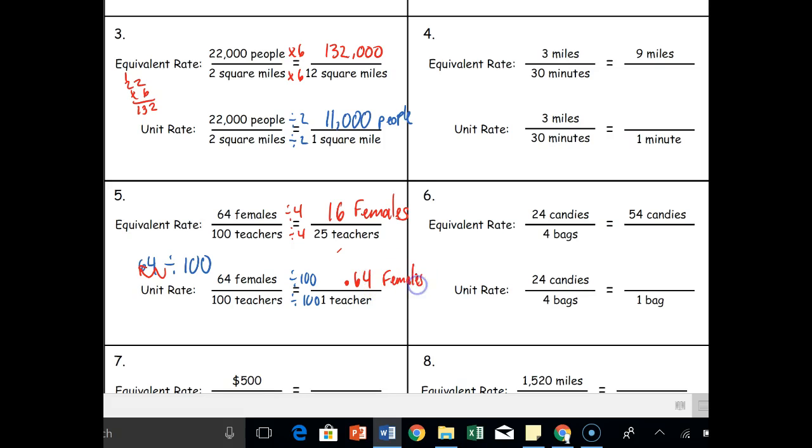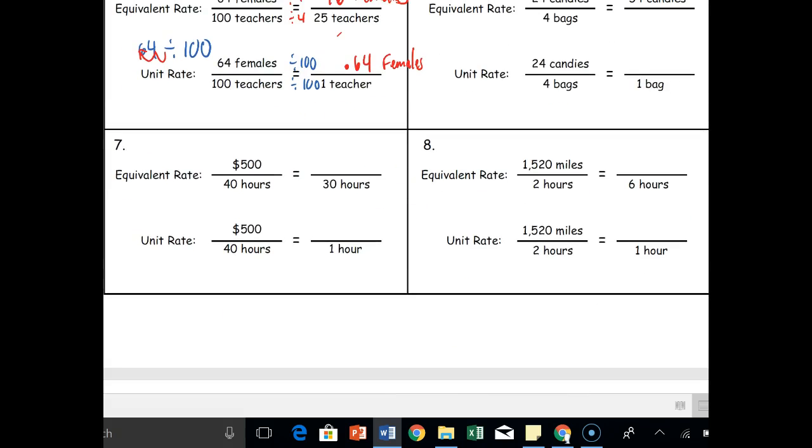All right, number 7. Again, the equivalent rate, I want to go 40 to 30. So ask yourself, how do I go from 40 to 30? I'm actually going to be multiplying by 0.75 in this one, because 40 times 0.75 is 30, so I'll do the same thing. 500 times 0.75 gives you 375. So on this one, 40, how do I get to 1? I simply divide by 40. And I need to do the same thing, 500 divided by 40.